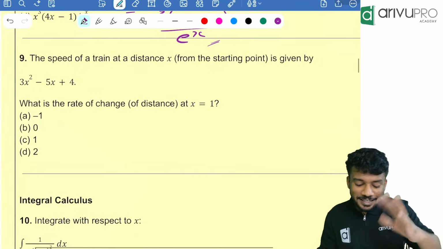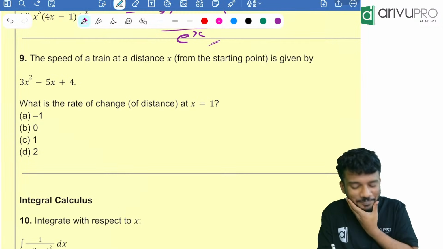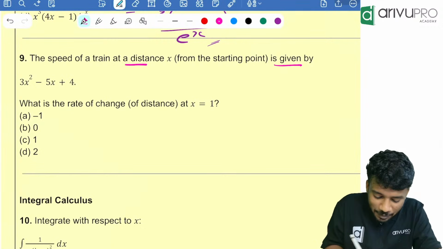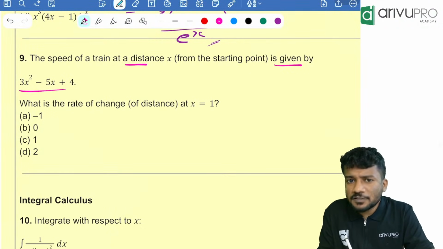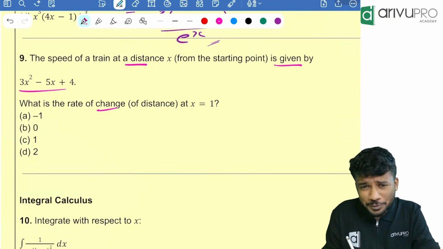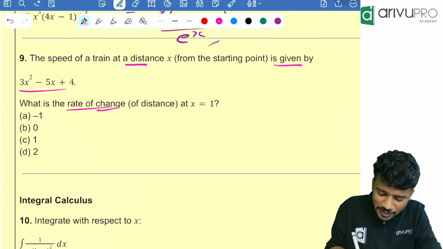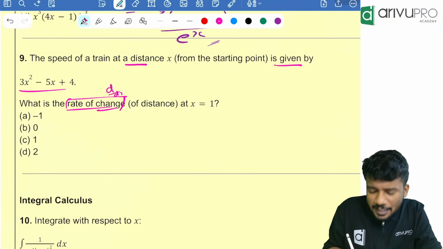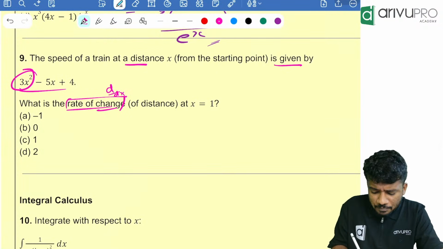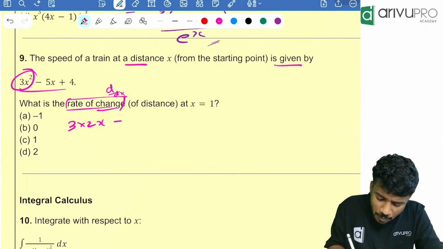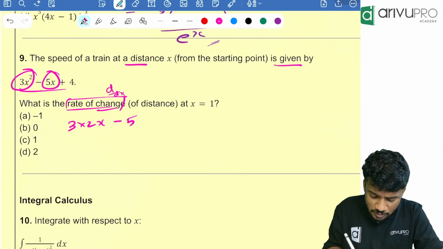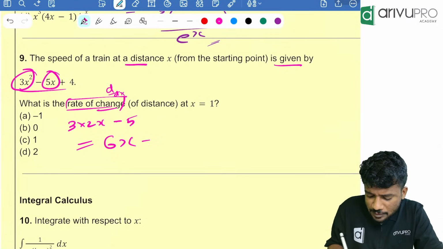Next question, rate of change. Basic maths. The speed of a train at a distance x is given by 3x square minus 5x plus 4. Then rate of change. In order to find the rate of change, what should you do? You should take a derivative. Rate of change means you will take d by dx. Now the derivative of 3x square is 3 into 2x, then minus the derivative of 5x, which is 5. This is the derivative, so that is equal to 6x minus 5.